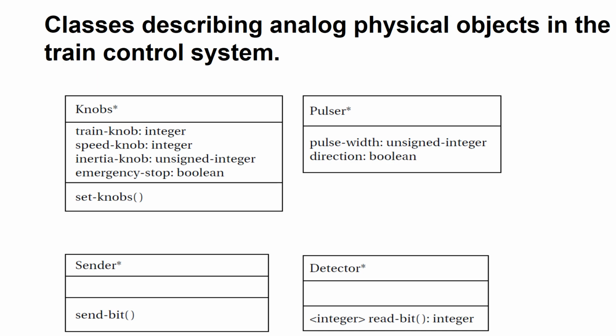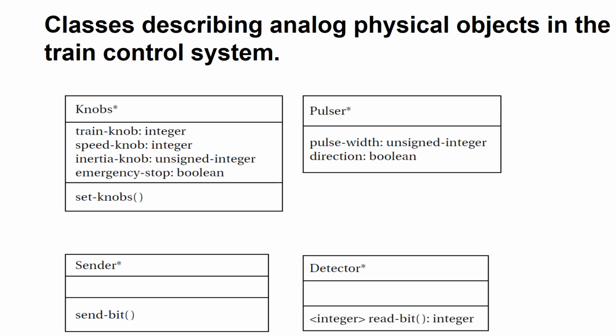The panel has three knobs: train number, inertia, and speed. It also has one button for emergency stop. We can change the train number setting and reset the other controls to the proper values for the train, so that the previous train's control settings are not used to change the current train setting. To do this, the knob must provide a set knobs behavior that allows the reset of the system to modify the knob setting.